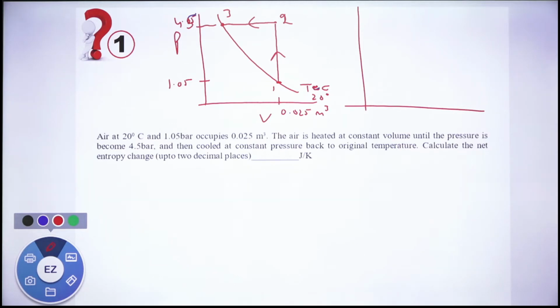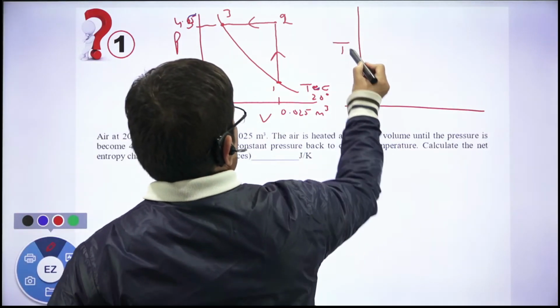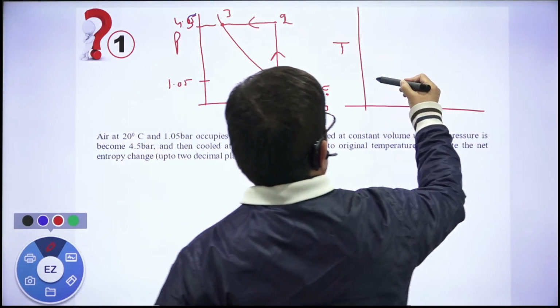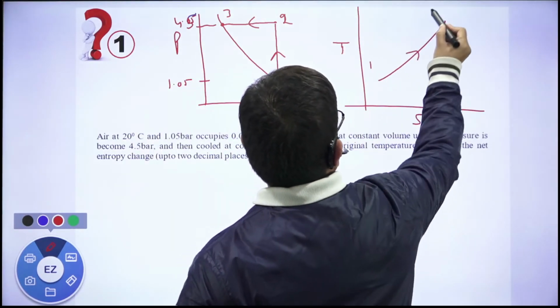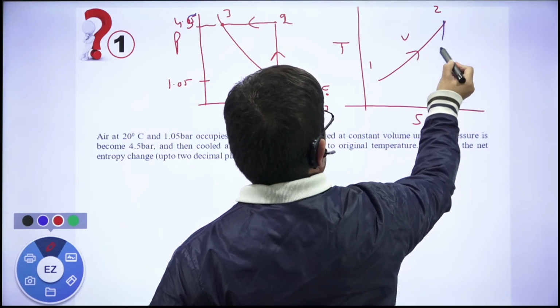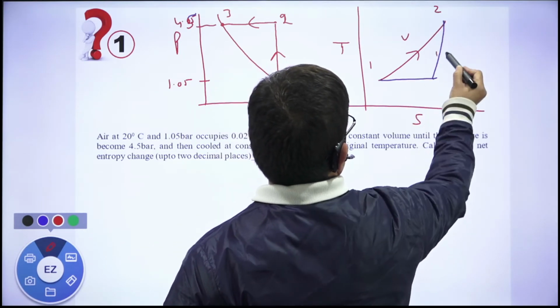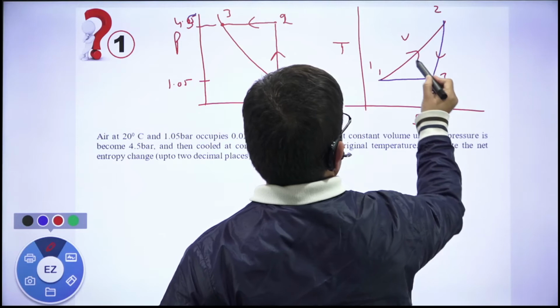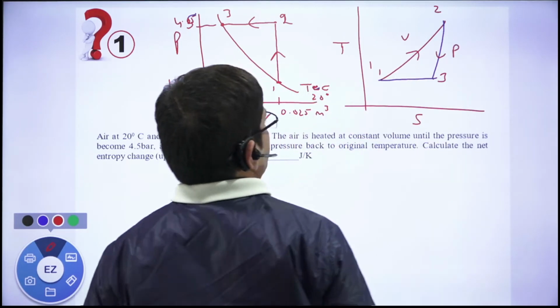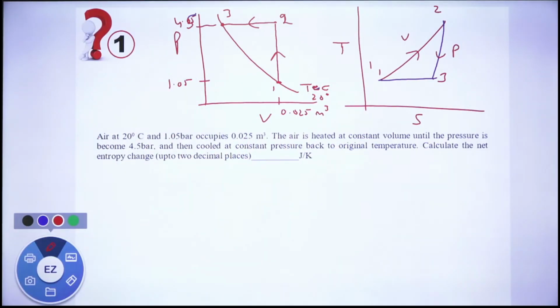The moment I draw the TS diagram for this, the constant volume process 1 to 2 and the constant pressure process 2 to 3, with T1 equal to T3. So I'm sure you got the concept of how you have to draw the process given in the question on the PV diagram and TS diagram. This is how you can draw these diagrams.